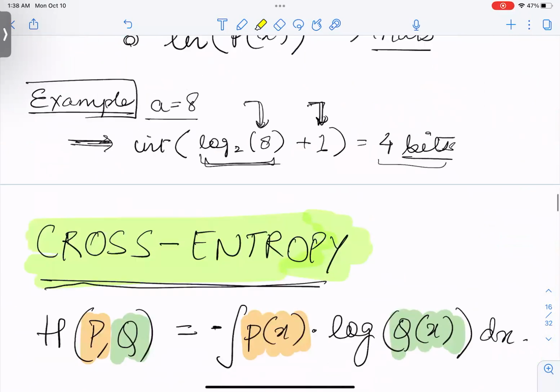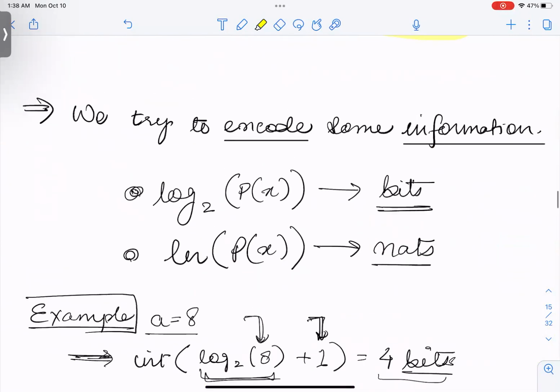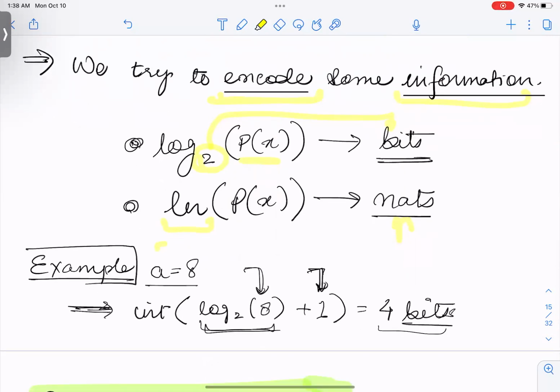Now let's discuss one more thing. Whenever we say we are trying to calculate some information, we can also say that we are trying to encode some information. Why can we say so? Because when we calculate the log of this probability, if we take base 2, we call it bits, and if we take the natural log, we call it nats. If we want to calculate the log of the number 8, it is simply going to tell us that we need 3 bits to represent 8.